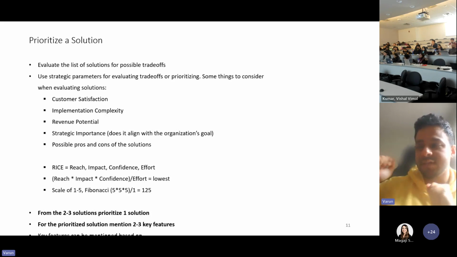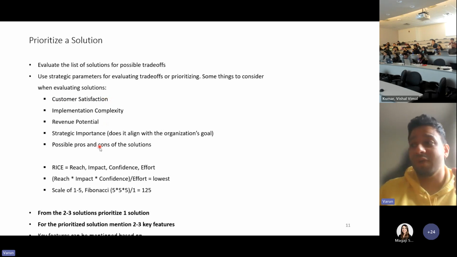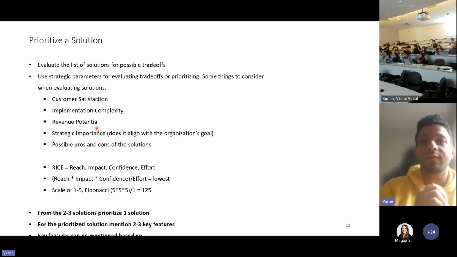But for the purposes of a case interview, you can either use these dimensions and literally use low, medium, high, and the combination which gives the maximum value is good. You can use a scale of 1 to 5. You can literally use RICE and a scale of 1 to 5 to evaluate the solutions. What's most important in an interview is they don't care about which feature will be the best. They actually care about how you evaluate solutions or features and prioritize one solution and then list the features for it. That's the most important thing.